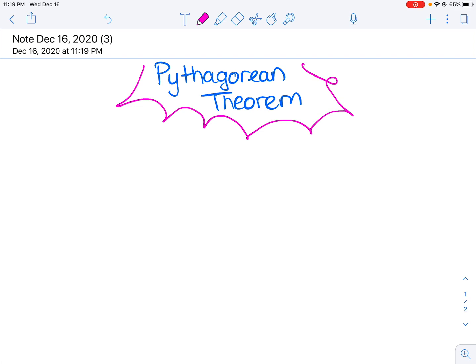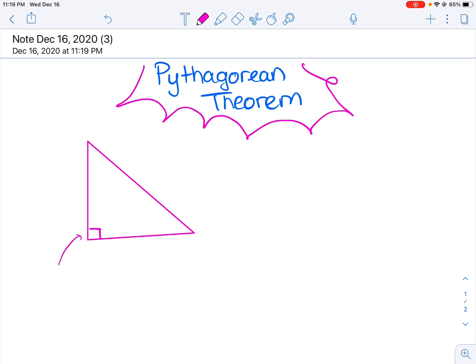Okay, so the Pythagorean Theorem you may have learned in grade 8. I don't know. But in case you haven't heard of it before, it is this formula that's used to find missing sides of triangles, but only works for right angle triangles.